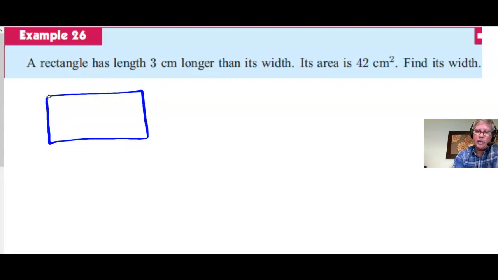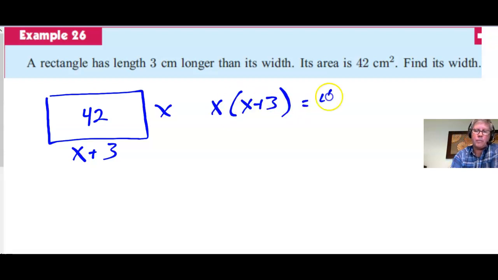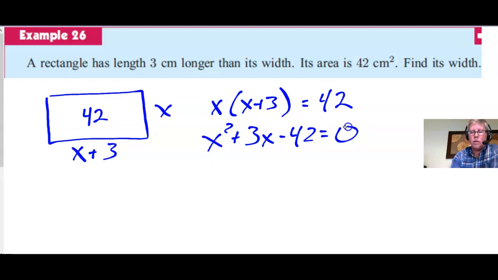We know its width is W or X or Y. Why do we always use X? I don't know. I'm going to do something different, like, just kidding, X. So that's our width. Our length is X plus 3, and we know the area is 42. Well, I hope you know that you find the area of a rectangle by multiplying length times width. Ladies and gentlemen, that gives us a quadratic. X squared plus 3x minus 42 equals 0. And that is something that you should be able to solve.